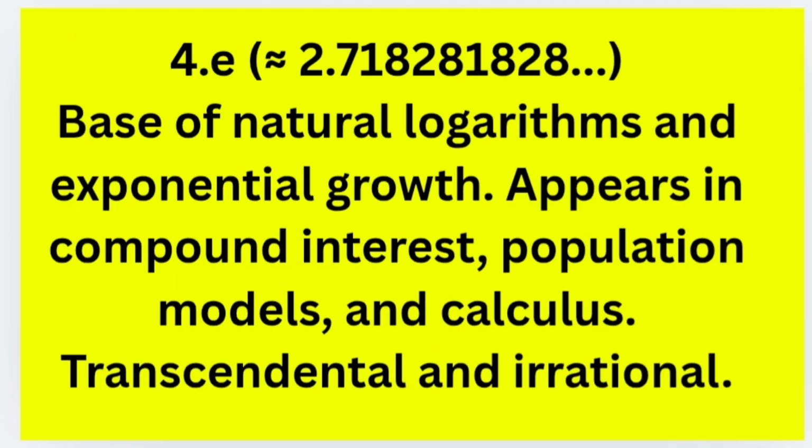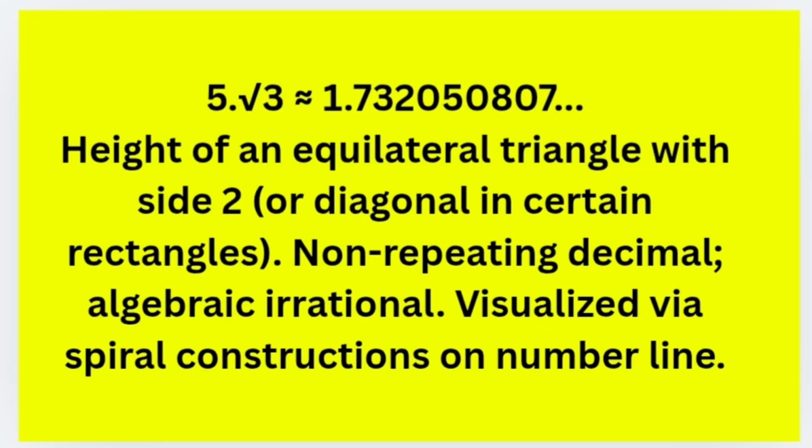The fourth example, e, which is approximately 2.718, continues infinitely, the base of natural logarithms and exponential growth. It appears in compound interest, population models, and calculus, and is transcendental and irrational. The last example, the square root of 3, which is approximately 1.73, continues infinitely. It is the height of an equilateral triangle with side 2, or a diagonal in certain rectangles. Non-repeating decimals. Algebraic irrational. Visualized via spiral constructions on the number line.